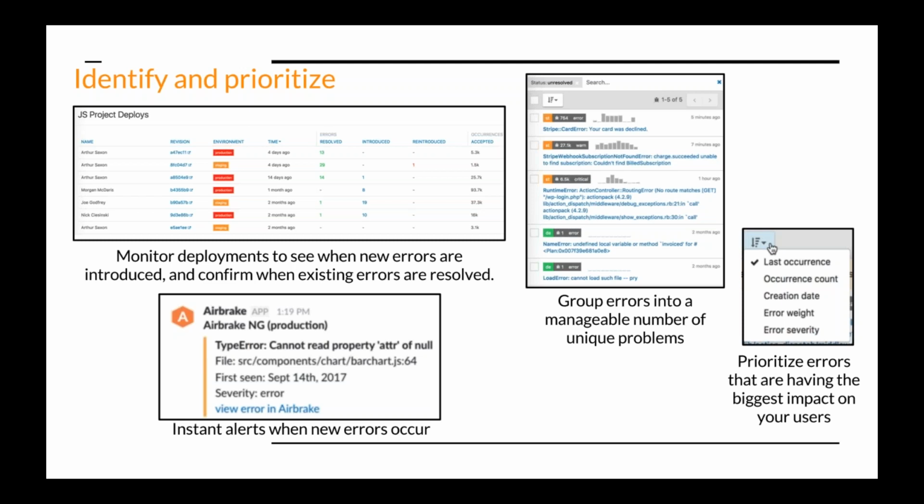I've talked a lot about being aware of new problems, but also simple things like, hey, we set out in this release to solve this specific bug or this set of bugs. Did we actually do that? Did we really solve that error, or did we just solve part of it, but it's still happening for a set of users? We can tell you that. Getting instant alerts when new errors occur.